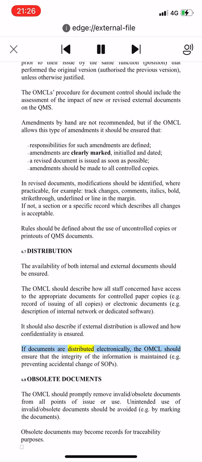If documents are distributed electronically, the OMCL should ensure that the integrity of the information is maintained, e.g. preventing accidental change of SOPs.